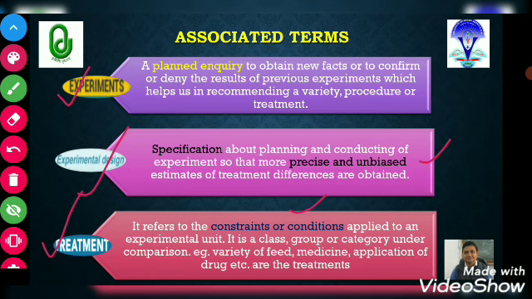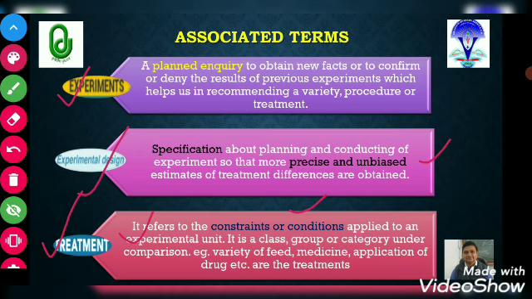Or in case of plants, if chemicals that we are applying on plants for removal of any disease, pesticides, different pesticides, that pesticide will be a treatment. So treatment can be anything. Suppose you develop a new method for estimation of something. So 2-3 methods you have developed. These methods will be the treatment. So treatment refers to the constant or condition applied to an experimental unit. Whatever constant or condition you are applying to the experimental unit is a treatment.